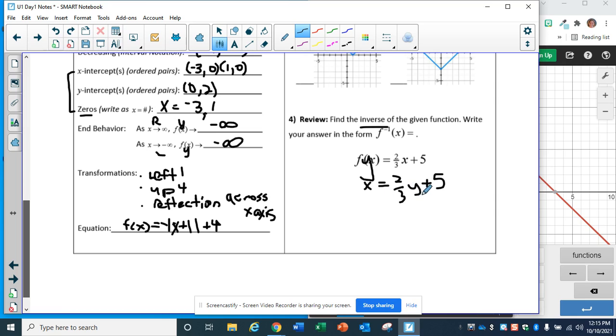Now I just solve for Y. So I'm going to take this, get rid of the 5. The inverse of positive 5 is negative 5. So that gives me X minus 5 equals 2/3 Y. All right. And then I'm going to divide by 2/3, which means with fractions, you multiply by the reciprocal. So I'm going to multiply both sides by 3/2.